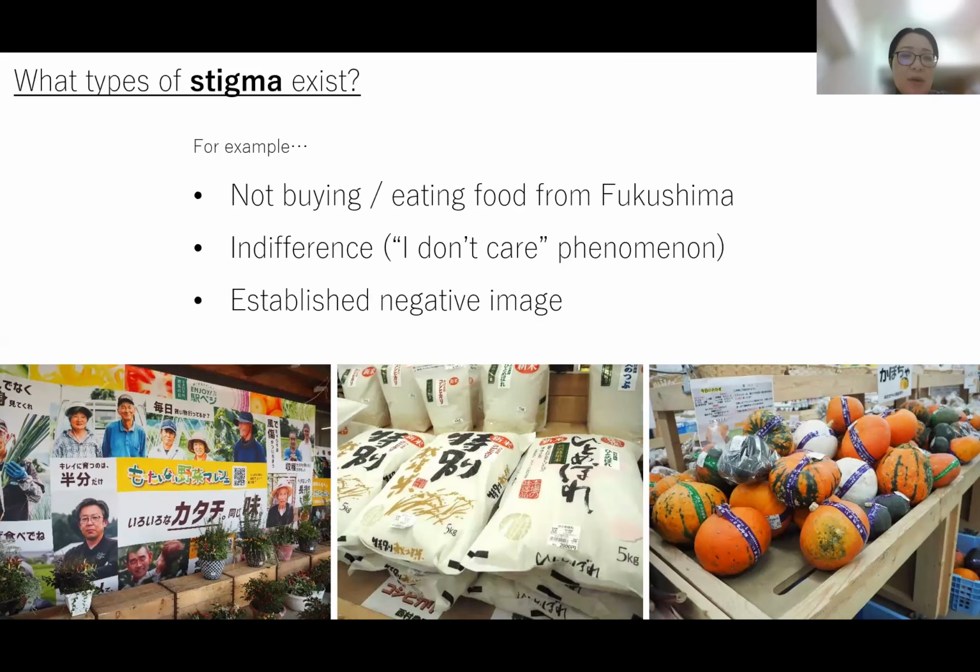What types of stigma exist? For example, not buying and eating food from Fukushima, or indifference, which means the "I don't care" phenomenon, and an established negative image. This problem, this issue, includes people not buying food from Fukushima. So it is true.